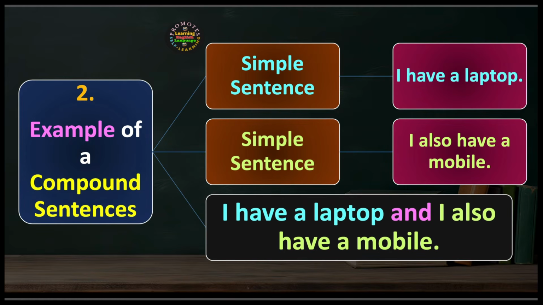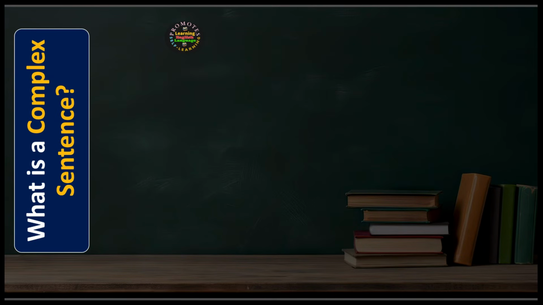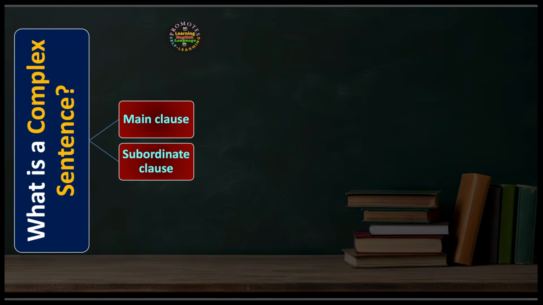Okay, now we continue our discussion to the next stage. What is a complex sentence? In fact, a complex sentence must have two parts, two essential elements. What are they? The first one is the main clause and the second one is the subordinate clause. But the question is, what do we mean by clause? Let's first discuss clause, because until you understand what a clause is, you cannot understand what a complex sentence is all about.